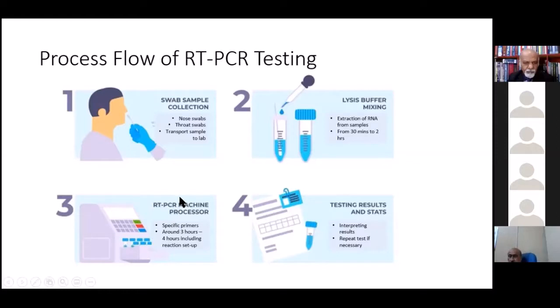So RT-PCR depends on the fluorescent detection of the amplified nucleic acids using the specific genes of the primers. The last step is actually where the results are compiled and analyzed, and if necessary, tests may be repeated.